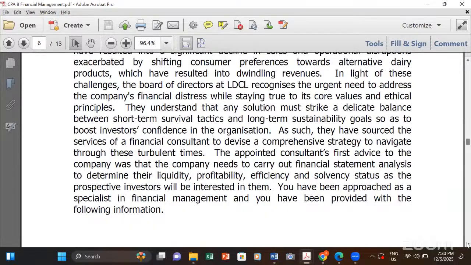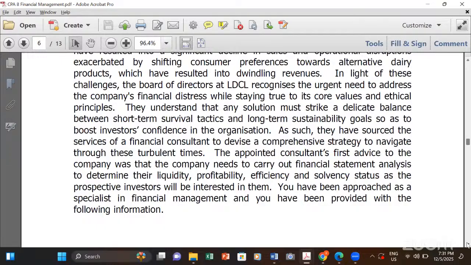Now, they said they have sourced the services of a financial consultant to devise a comprehensive strategy. You listen, to navigate through these turbulent times. The appointed consultant's first advice to the company was that the company needs to carry out financial statement analysis to determine their liquidity. Enjoy the question. Enjoy it. Read it to enjoy the scenario. You get what I'm saying? Don't just read just to answer.